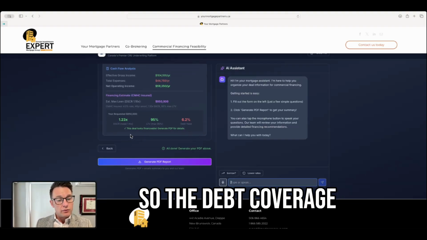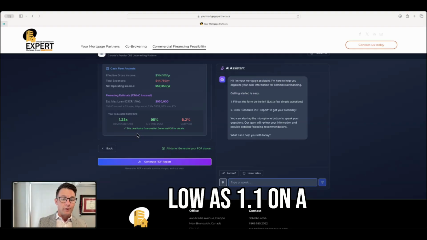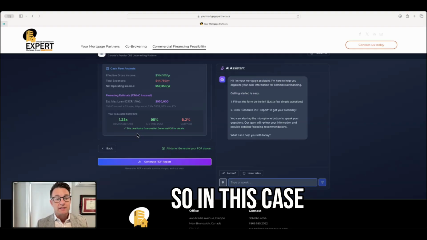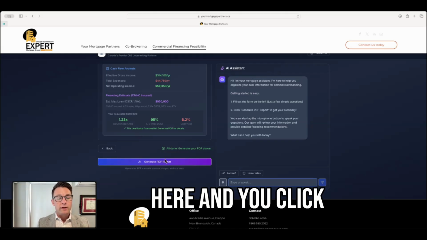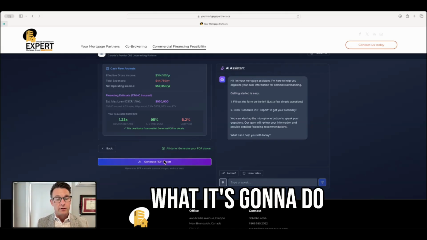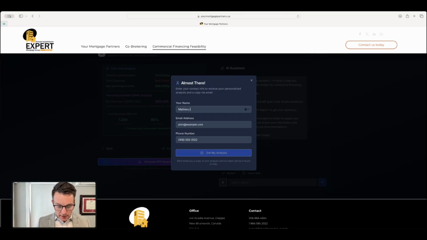So the debt coverage ratio that we're seeing here is 1.33. So remember, we can go as low as 1.1 on a CMHC. So in this case, 1.33 looks like it's financeable. So when you go here and you click generate PDF, what it's going to do is it's going to ask you for your information. This essentially, I'm going to put in here.